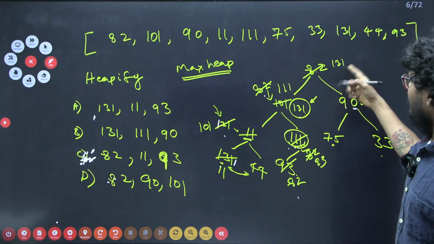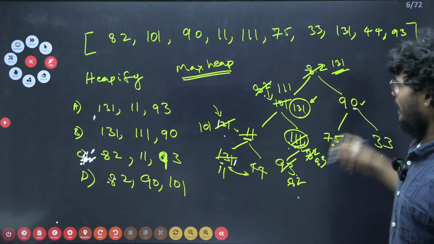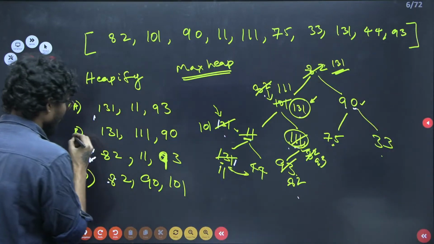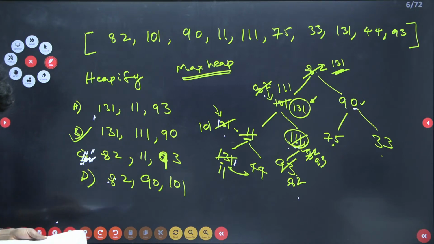So we see that the top three elements are 131, 111 and 90. So option B is our correct answer.